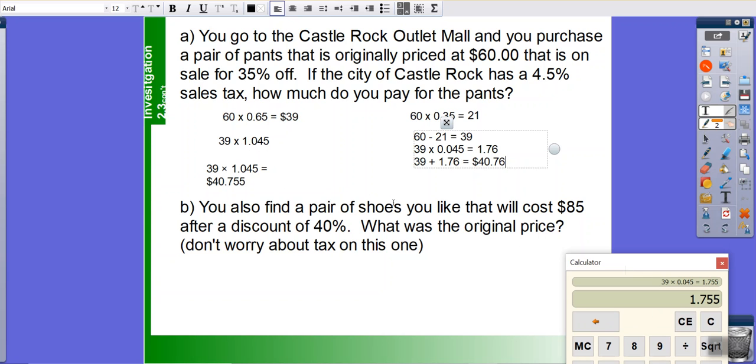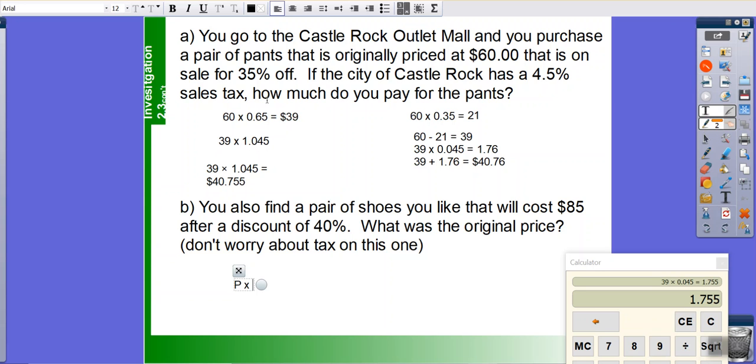You can find a pair of shoes you'd like that will cost $85 after a 40% discount. What was the original price? And we're not going to worry about tax on this one. So for this one, we have an original price. Let's say that's P. And then we are going to multiply that by, well, if the discount was 40%, that means that it was 60% of the cost of the shoes you still had to pay.